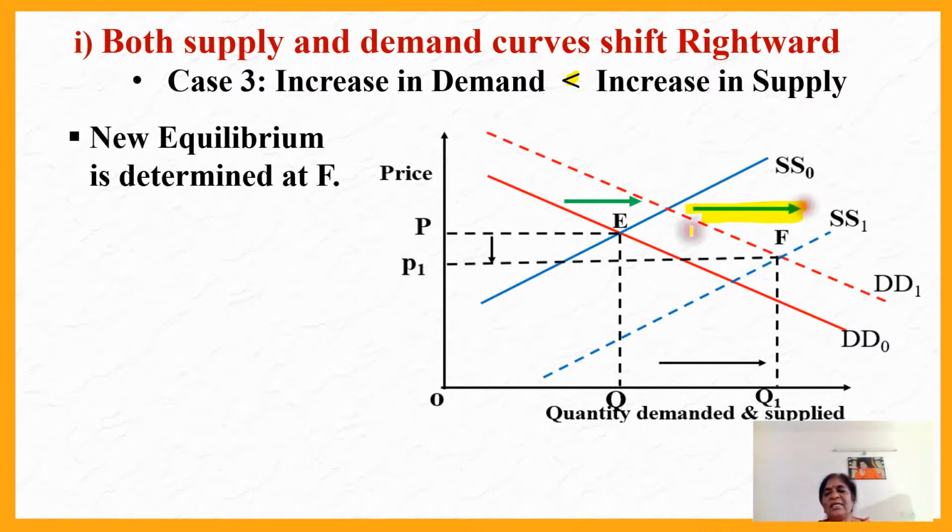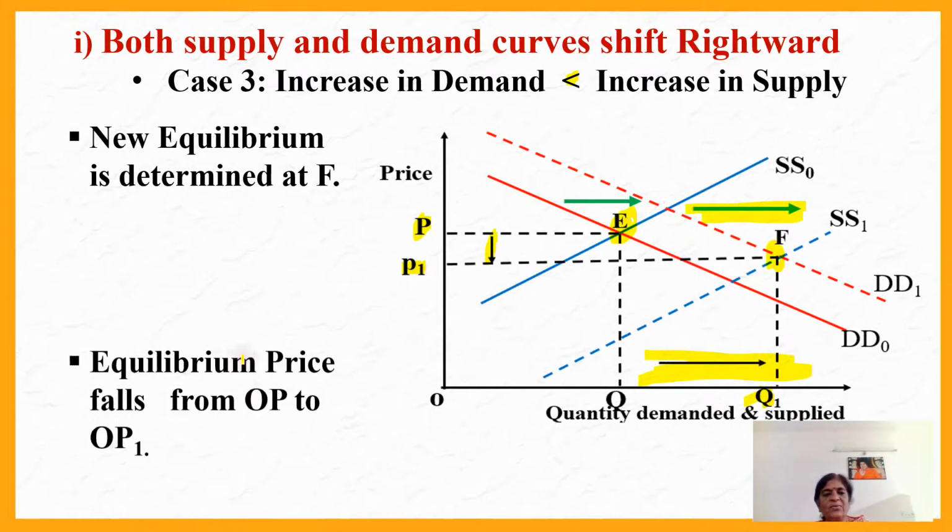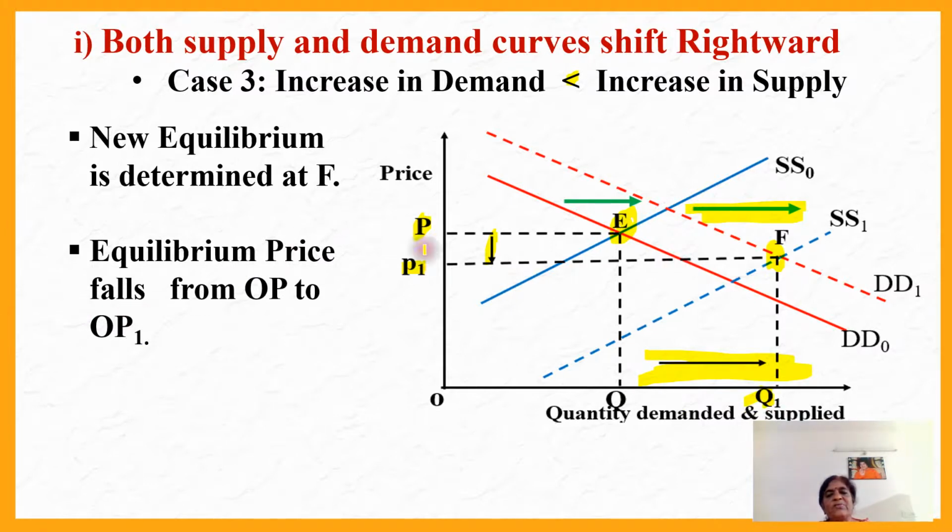We have already seen the original equilibrium E, and the price at the original equilibrium is P, because of DD0 and SS0. After the shift, SS1 intersects DD1. What happens here? Price declines to P1 at this point. And quantity, no problem, it is clear: it increases rightward. Therefore, in the new equilibrium, price falls.